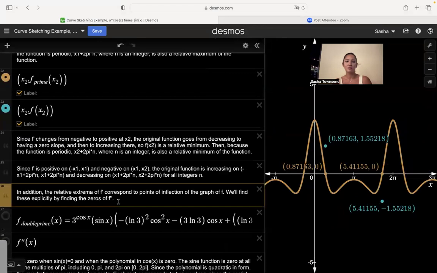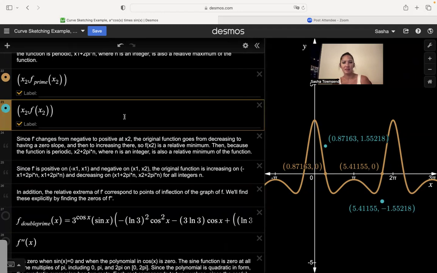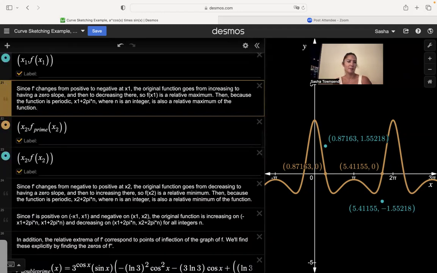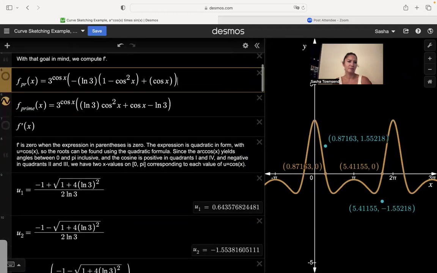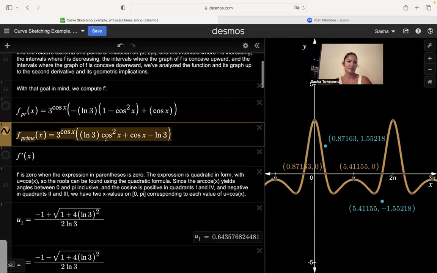Now to find those, we can compute f double prime and then use the factored form of f double prime to find the x values that correspond to a 0 second derivative. And at those x values, our first derivative will have relative extrema. So let's look at our original function, or excuse me, f prime.